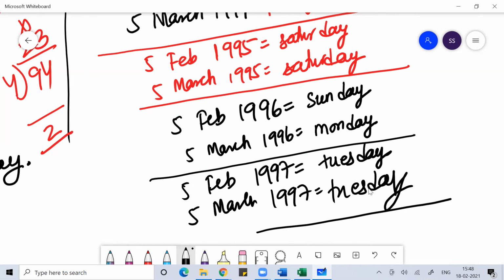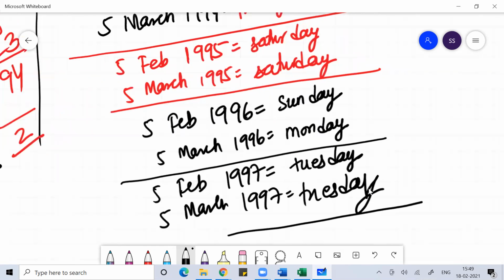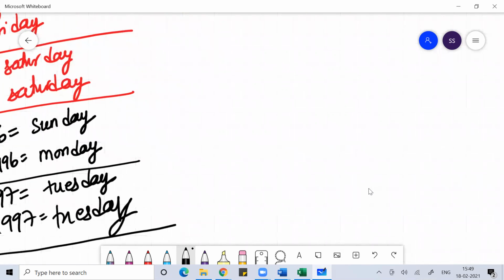The reason is very simple. In the case of Feb, you have 28 days. 28 days means 4 complete weeks. 4 complete weeks means definitely Feb and March will be the same only. The days will be the very same. Everyone is understanding this part.